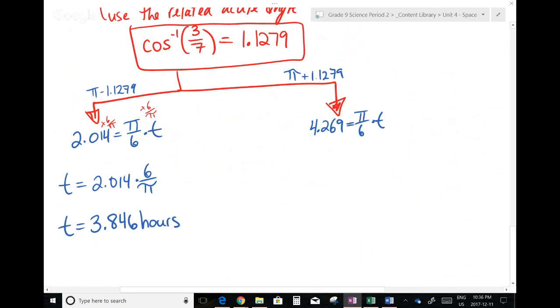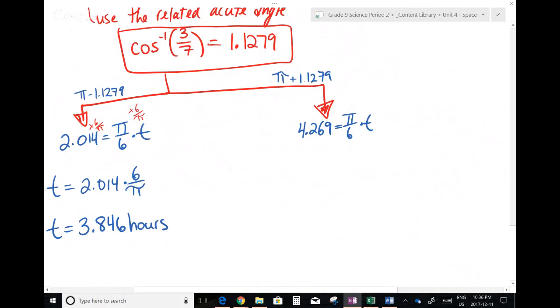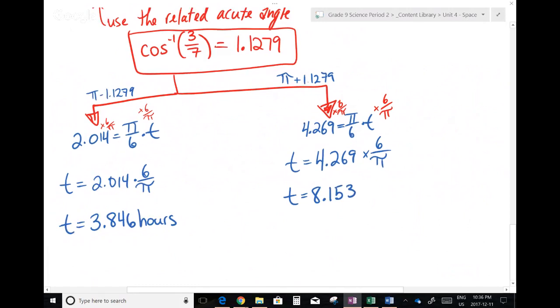And we'll do the same thing over here, where to get t by itself, we have to multiply this by 6, and then divide it by pi. And what we do to one side, we must, of course, do to the other. And we end up with t being equal to 4.269 times 6 over pi. And I'll do that over here. And the result is 8.153.